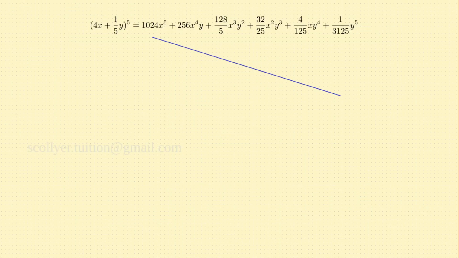And the expansion of 4x plus 1/5 y to the power 5 should show us that this is a slightly subtle question, because in this case, the coefficients decrease from 1024 to 1 over 3125, and the largest term is in fact the first. There is no pattern of increasing terms in this particular expansion.